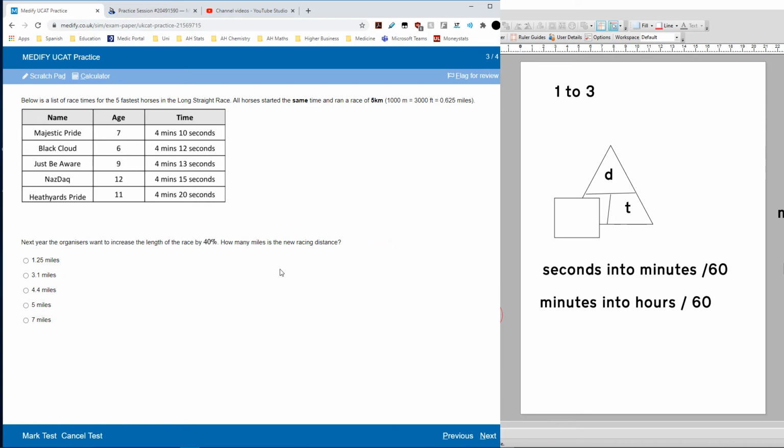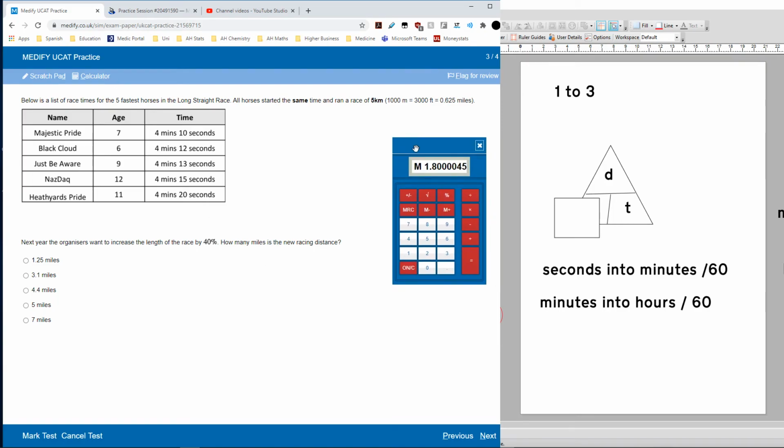Next year, the organisers want to increase the length of the race by 40%. How many miles is the new racing distance? Okay, let's convert the 5k into miles first. So what this shows us is that 1000 meters is 1 kilometer, is 0.625 miles. Now if we times it by 5, we can get 5 times 0.625, which is 3.125 miles.